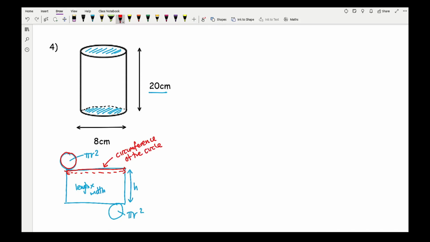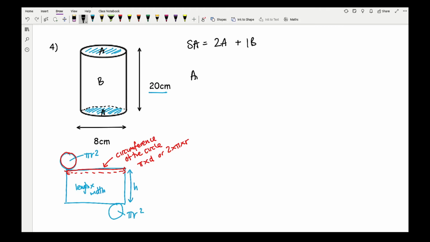And if you think back to the formula for the circumference of a circle, that's going to be pi times d, or 2 times pi times r. So I need to work out the individual sections of this particular cylinder. So again, I'm going to label the sides A, B, and A. So the total surface area is 2 lots of A plus 1 B.